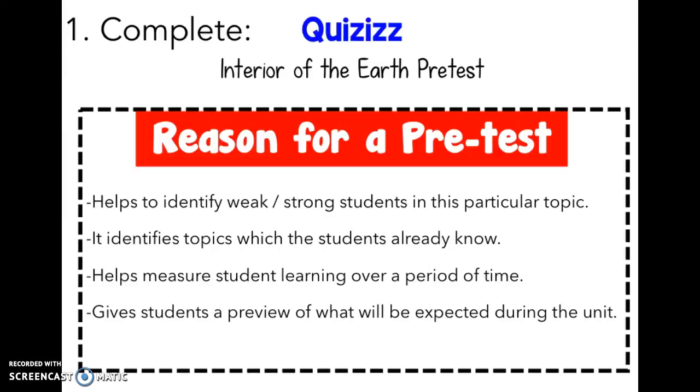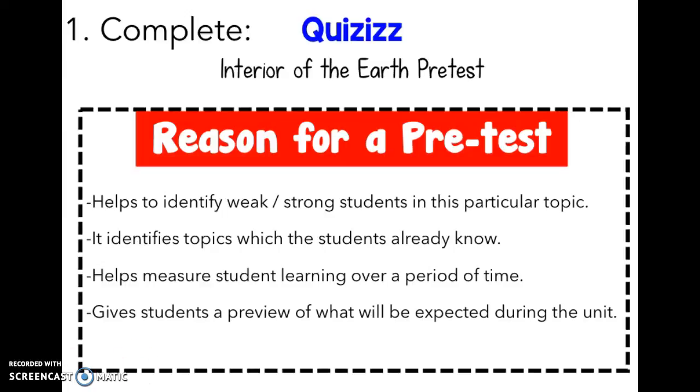And finally, if you look at these questions, it's going to give you an idea of what you're going to be learning about this unit, and what to expect in this unit. So again, it's not for a grade, but it's really important that you take your time so that I can get an idea of what you know and what you don't know on this unit.